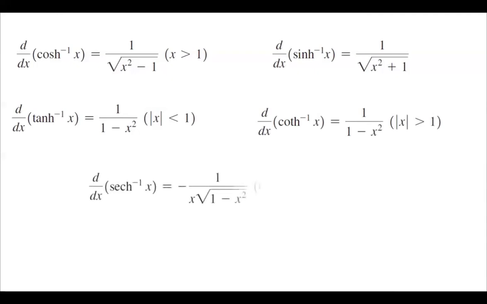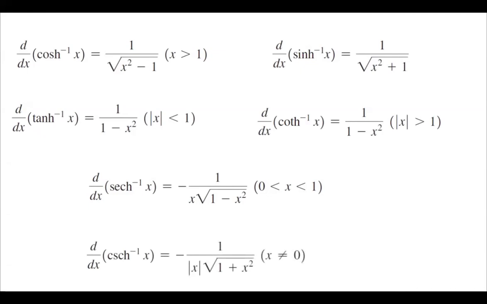The derivative of inverse hyperbolic secant of x is negative 1 over x times square root of 1 minus x squared. And finally, the derivative of inverse hyperbolic cosecant of x is negative 1 divided by absolute value of x times square root of 1 plus x squared. So now you can use the fundamental theorem of calculus. The fundamental theorem of calculus says, hey, as long as you have the antiderivative, you can define the integral.